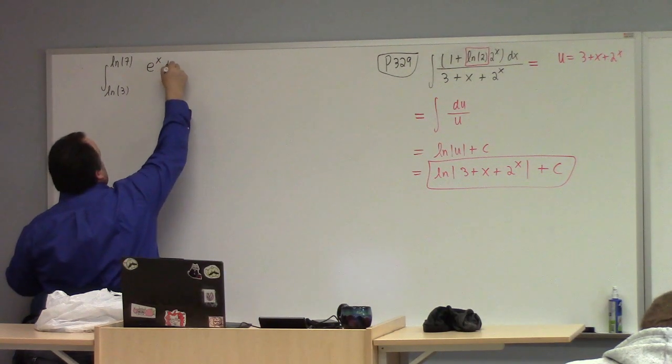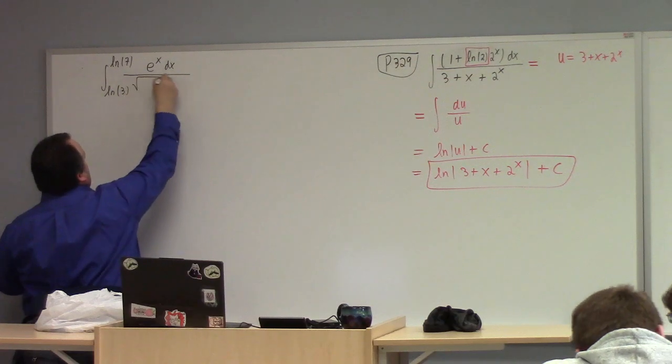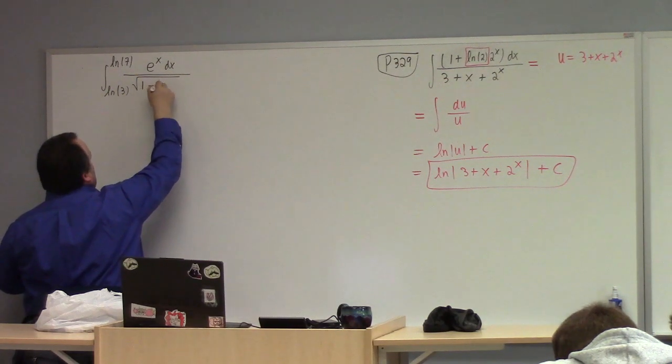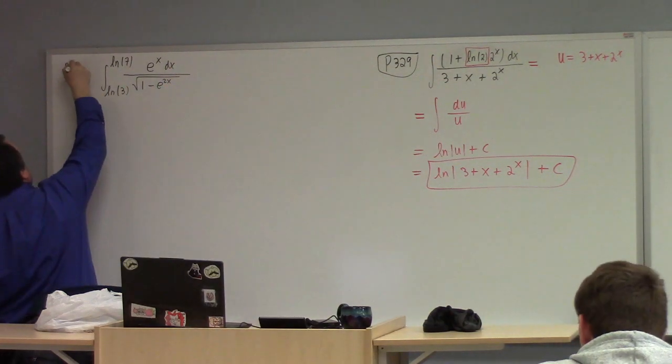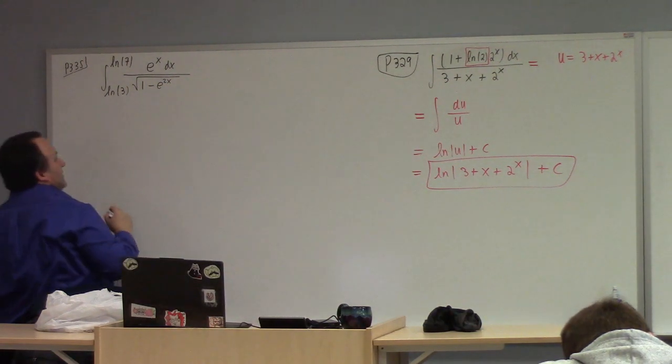E to the x dx. I changed the bounds, didn't I? So that's something. But I'm almost going to show you how to do this one. So this is essentially problem 335. I assigned you a bunch of them. What's the harm? You'll still learn.